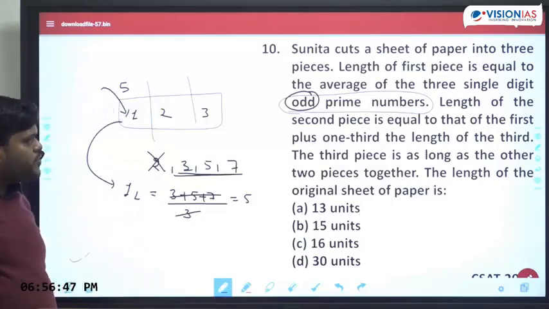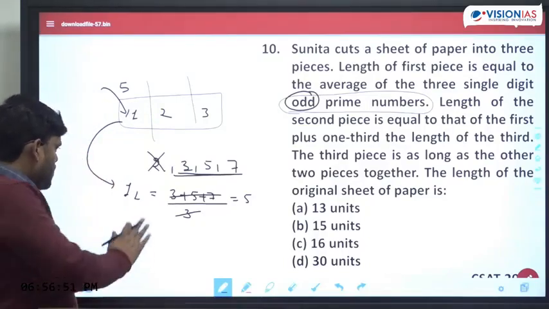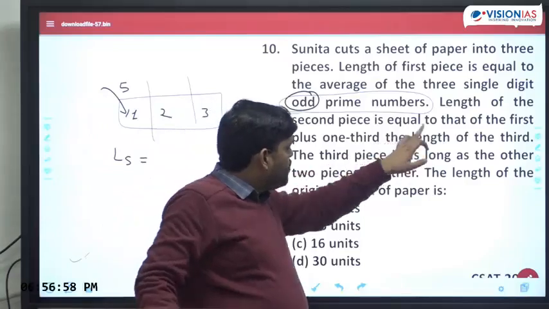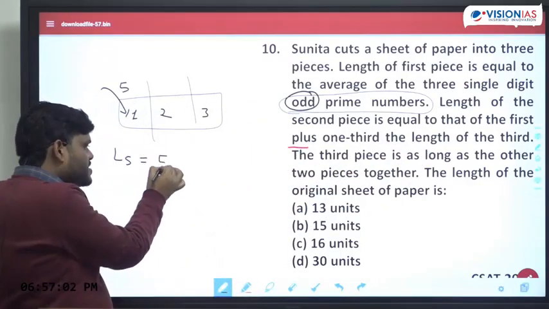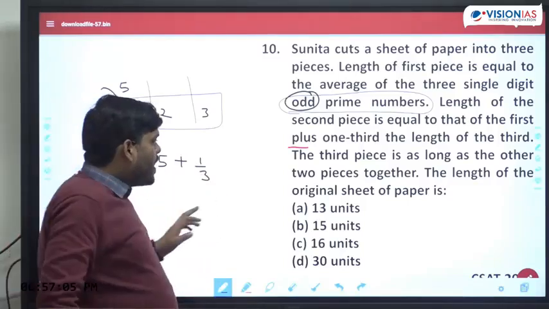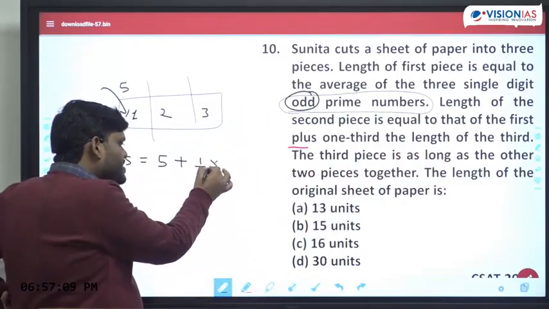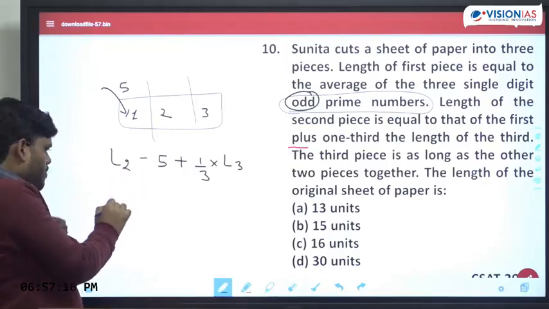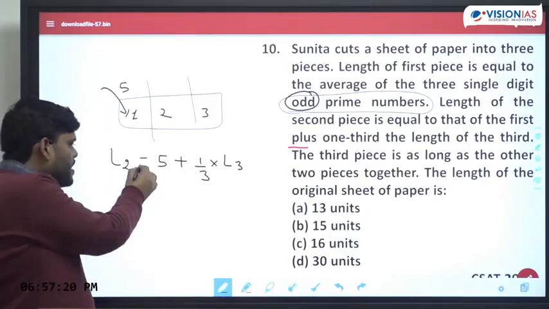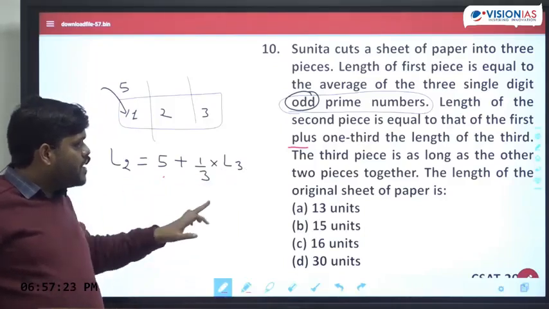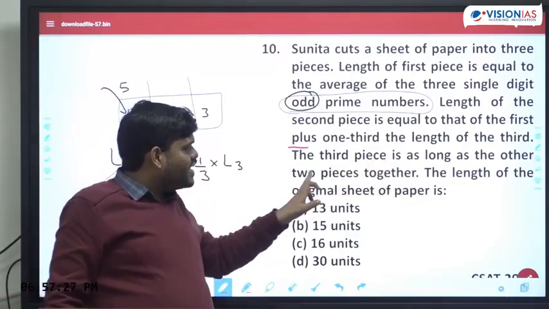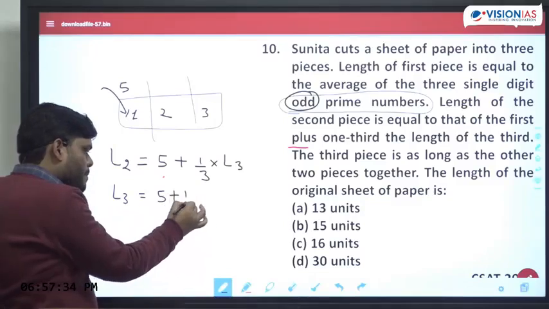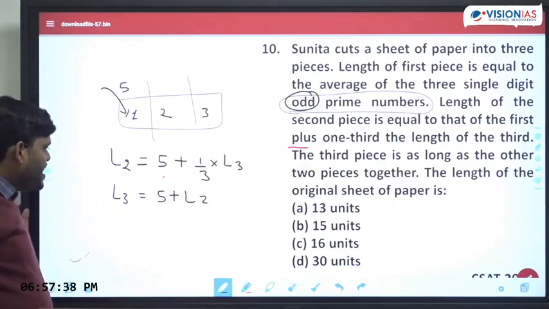The length of the second piece is equal to the first piece plus 1/3 the length of the third piece. So the first piece is 5 plus 1/3 the length of the third. The length of the second will be first plus 1/3 the length of third. The third piece is as long as the other 2 pieces together. That means the length of L3 is L1 plus L2.